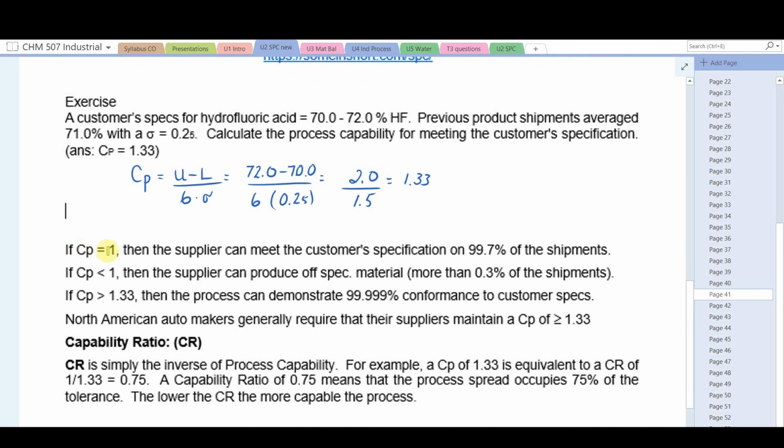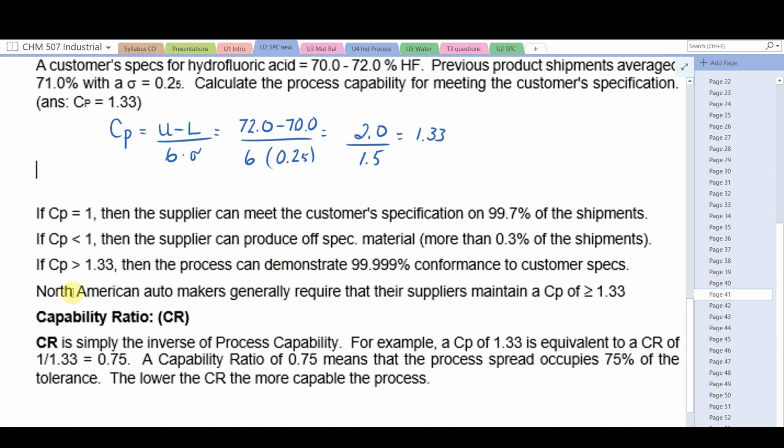When process capability is equal to 1, it means the supplier can meet the customer's specifications 99.7% of the time. That sounds pretty good, right? If Cp is less than 1, then the supplier can produce off-spec material more than 0.3% of the time. If Cp is greater than 1.33, then the process can demonstrate 99.999% conformance to customer specifications. North American automakers generally require that their suppliers maintain a Cp of greater than or equal to 1.33. Wow, pretty tight.